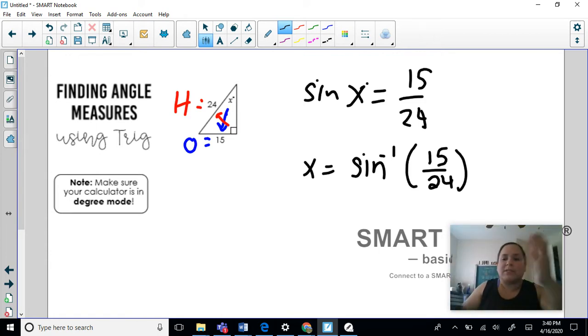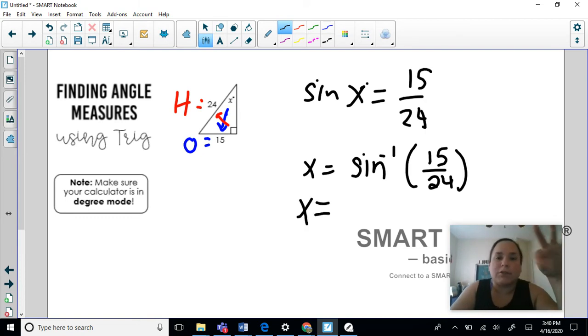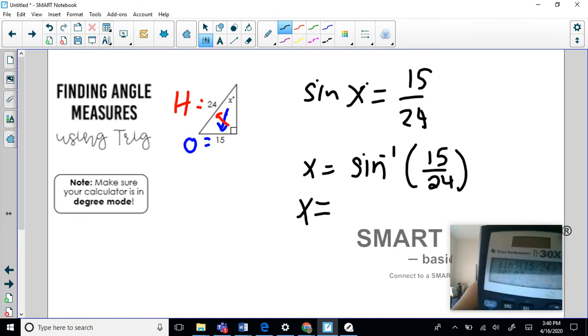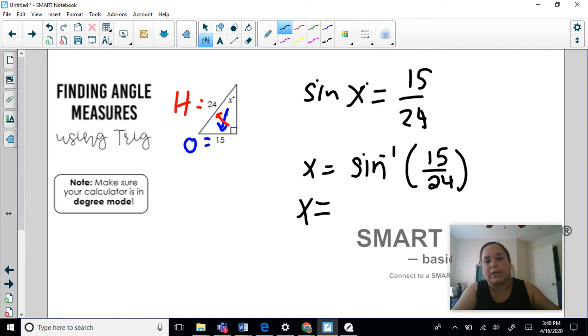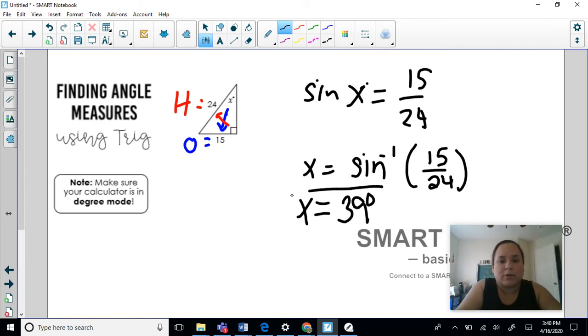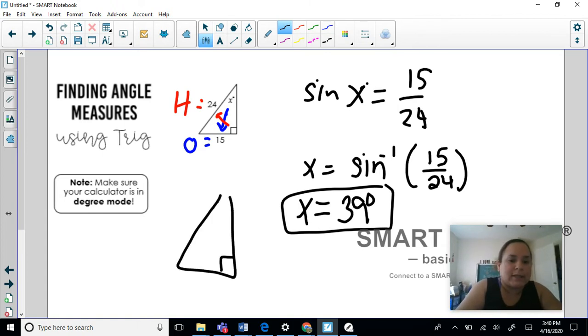38.682. Now, this is a degree value. We're not going to give a decimal value for the degree. We're going to round the value to the nearest whole number. So since we have 38.682, we're going to say that X is 39 degrees, okay? So what that means is that this angle up here is 39 degrees, okay?